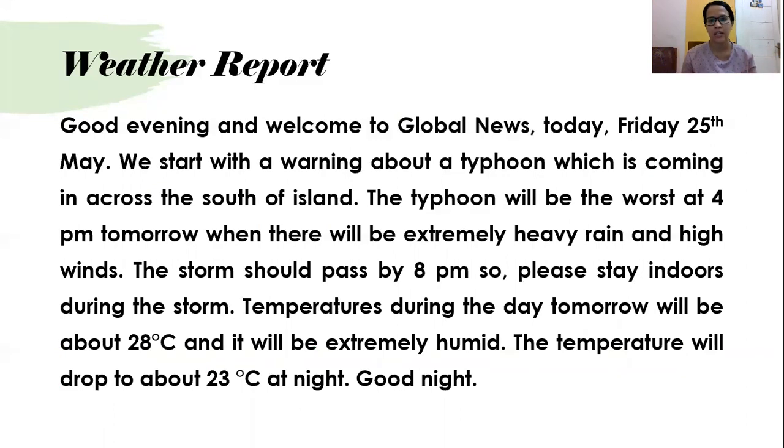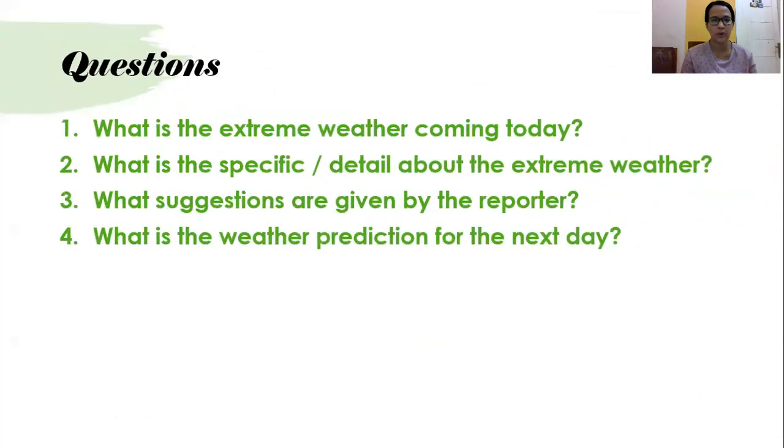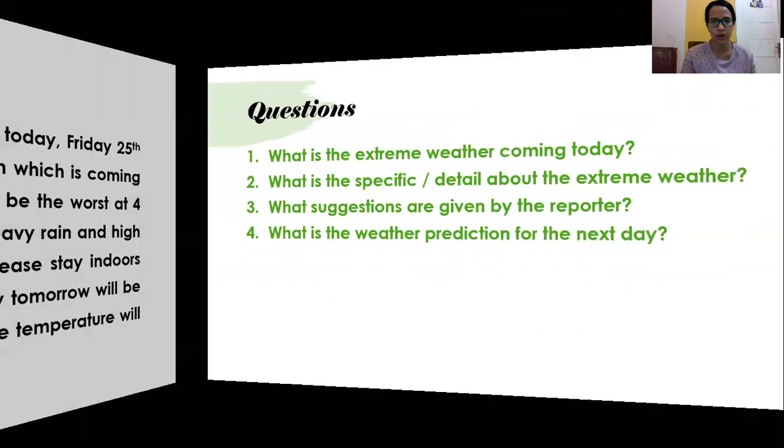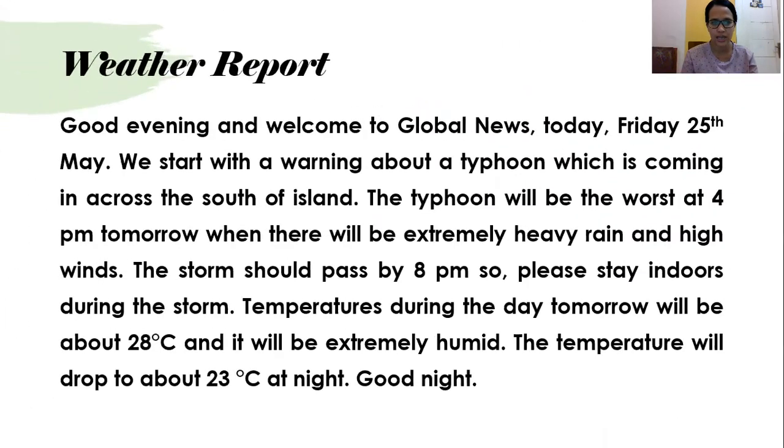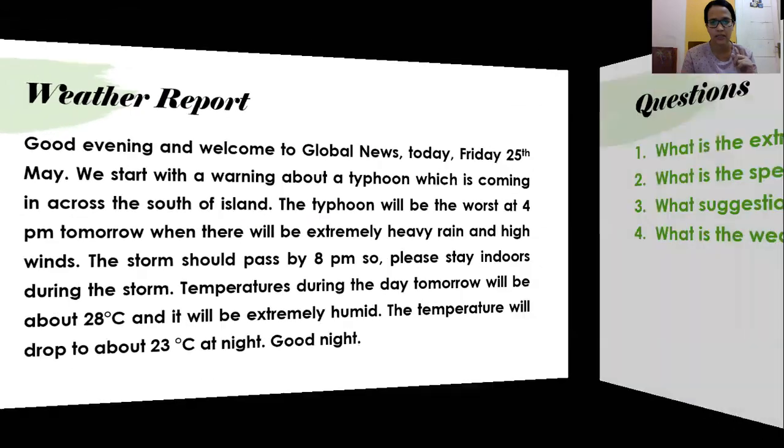Good night. So from the weather report, you have to know what the extreme weather is. Second, maybe there is a suggestion, using should, remember? And then the last one, what is the next weather prediction, for another day, in the next day. Now let's check one by one. What is the extreme weather coming today? It is a typhoon, right? Typhoon, which is coming across the south of the island.